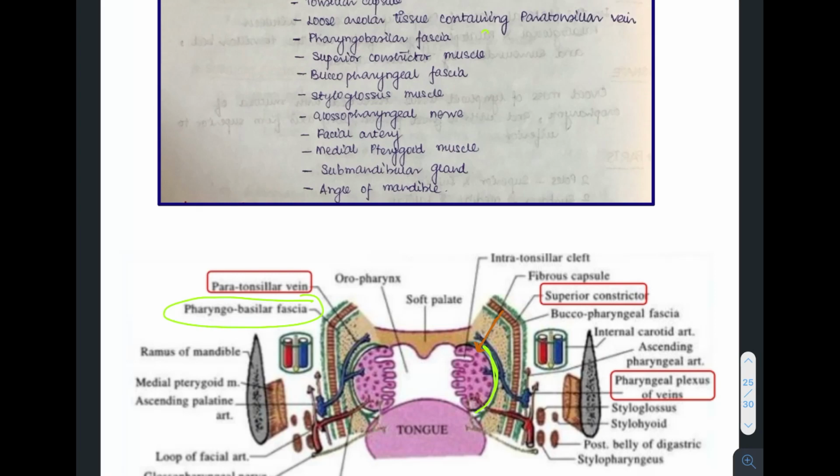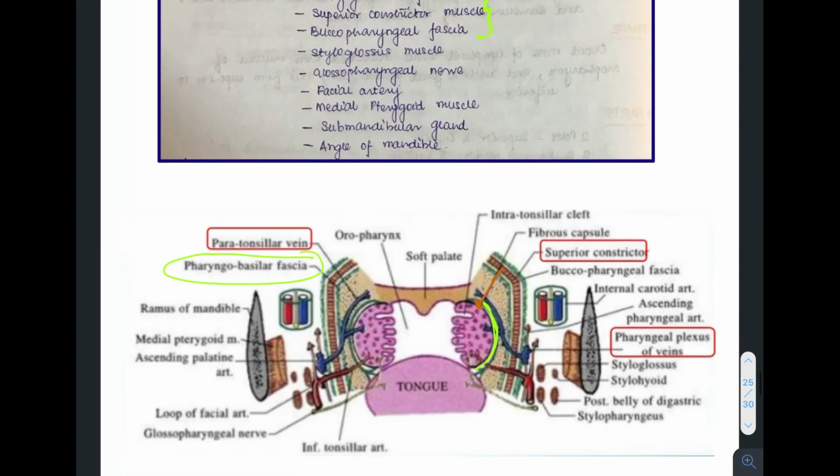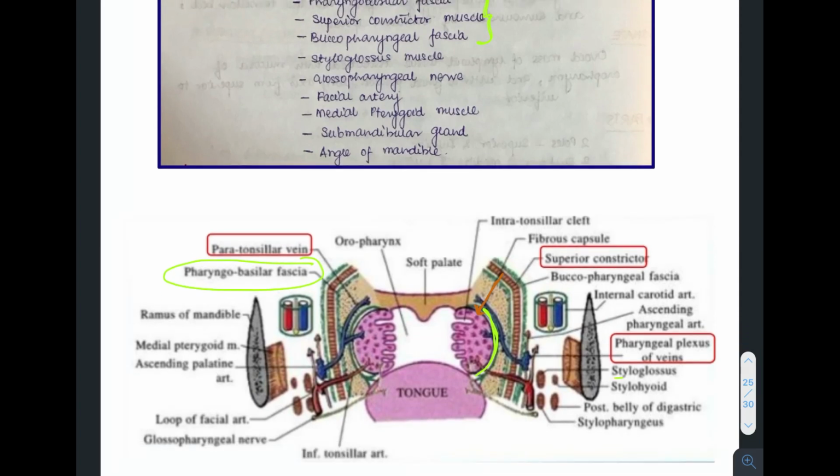As you know, these are all parts of the pharyngeal wall. Next comes the styloglossus muscle right over here. Next, there lies the glossopharyngeal nerve, as you can see over here. Next is the facial artery, the medial pterygoid muscle, the submandibular gland, and the angle of the mandible. These are all very important structures of the tonsillar bed.